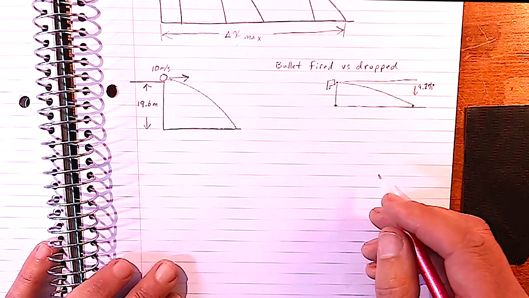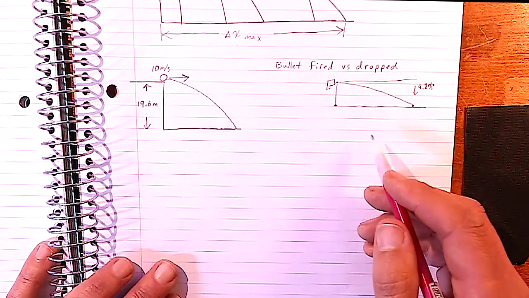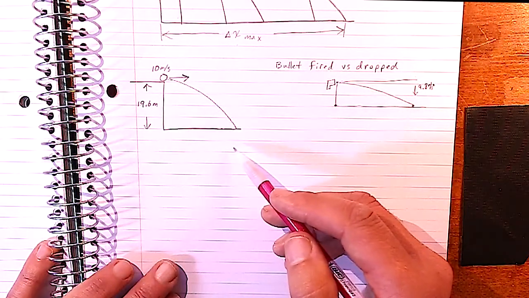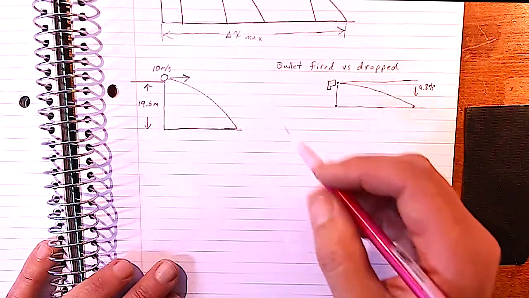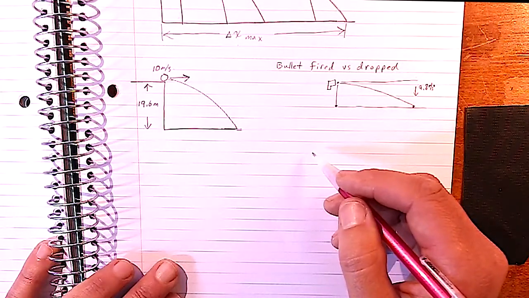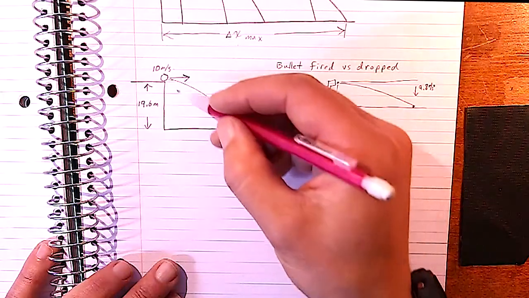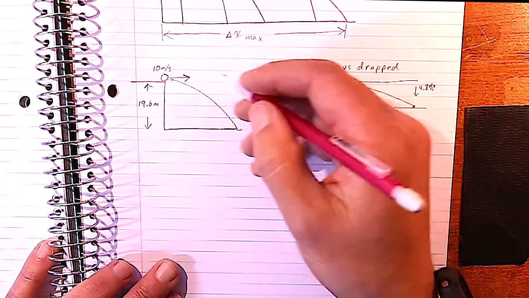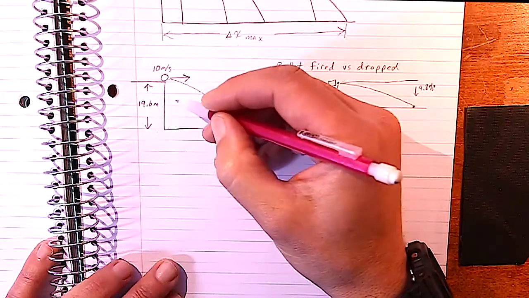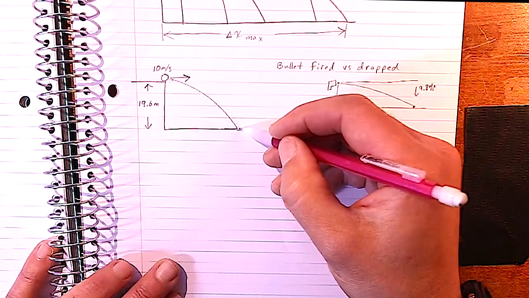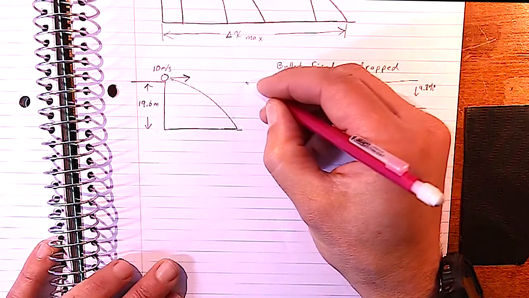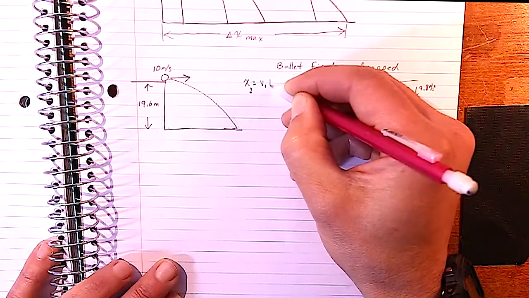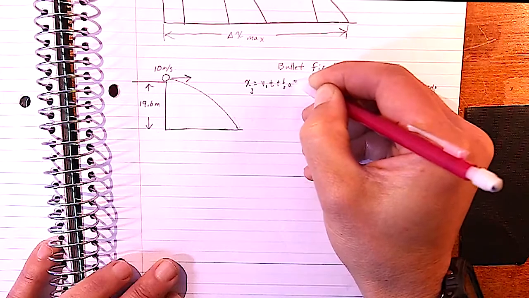So let's say we wanted to solve a problem like this, where we have a 19.6 meter tall cliff with a horizontally launched ball of 10 meters per second. How far will it go? Well, the first thing we can do is use the height of the cliff to find the time of fall, because a ball falling straight down will take the same amount of time as a ball launched horizontally. So we can just do delta y equals v naught t plus 1/2 a t squared.